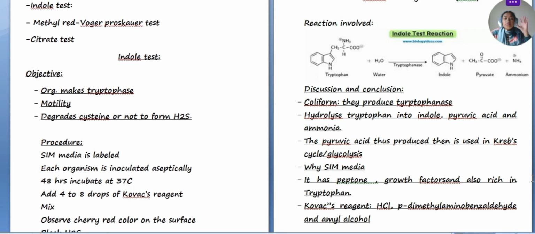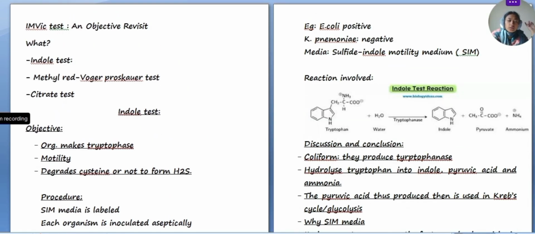And now we have to remember what are the media and everything else. Let me summarize it once again. Firstly, the IMViC test. The first step is the indole test, and the objective of the indole test is to check whether the organism produces the tryptophanase enzyme or not. Secondly, whether the organism is motile or not, and whether it can produce black hydrogen sulfide, that is, whether it degrades cysteine or not. The procedure uses various reagents.